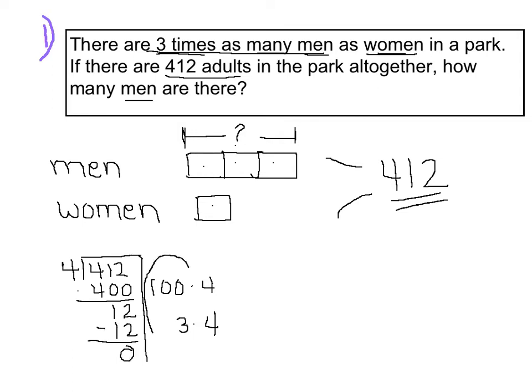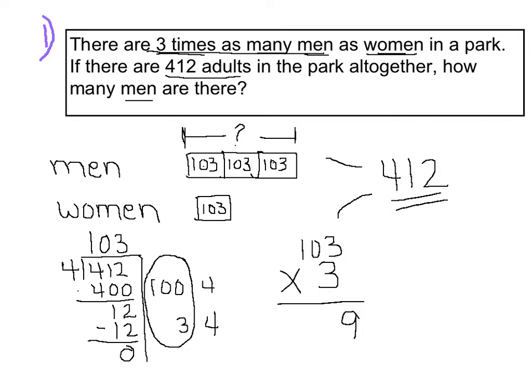So how many groups of 4 do I have? I have 103. So 103 groups of 4. So there's 103 in each one of these boxes. Each one has 103 in them. But I just want to know how many the men are. So I have 3 groups of 103, and that would be 309. So there's 309 men.